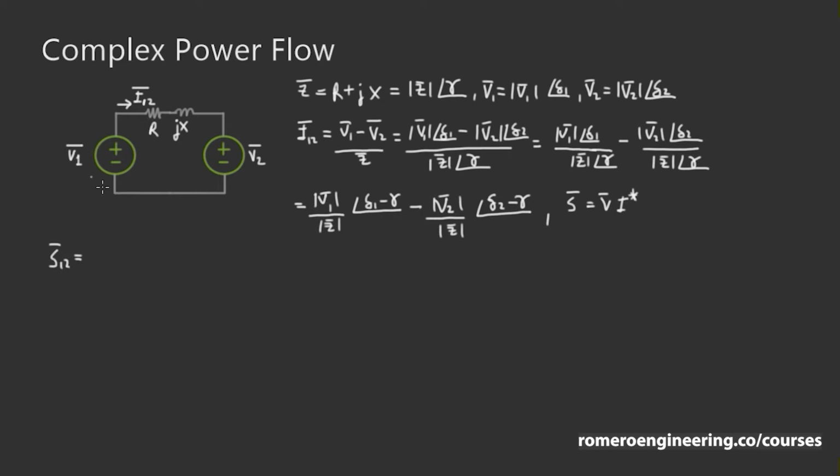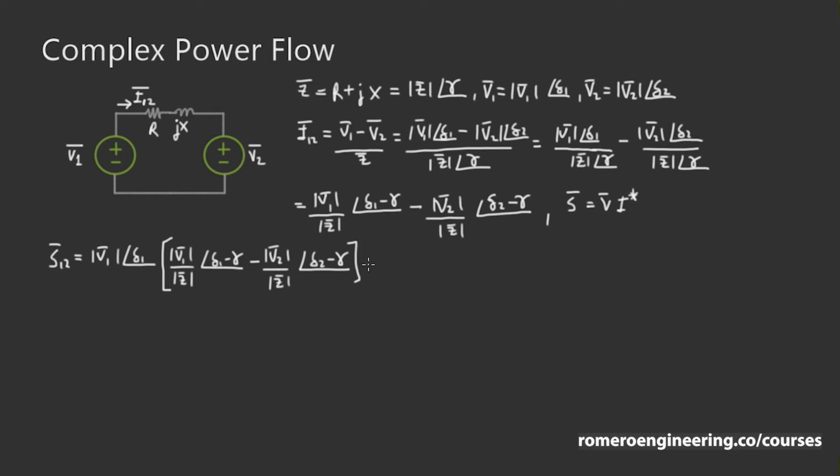So therefore I've got to use the voltage of V1. Using this expression, I'm going to get V1, which is the absolute value of V1 at an angle of delta 1, and then that times I12. So I'm going to plug in I12 over here, which is this entire expression over here. So that's going to become the absolute value of V1 over the absolute value of Z at an angle of delta 1 minus gamma, minus the absolute value of V2 over the absolute value of Z at an angle of delta 2 minus gamma.